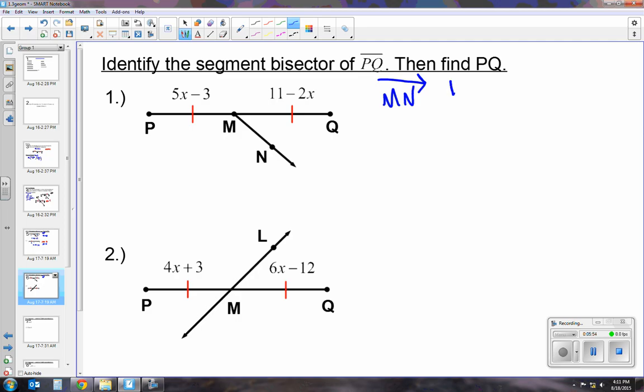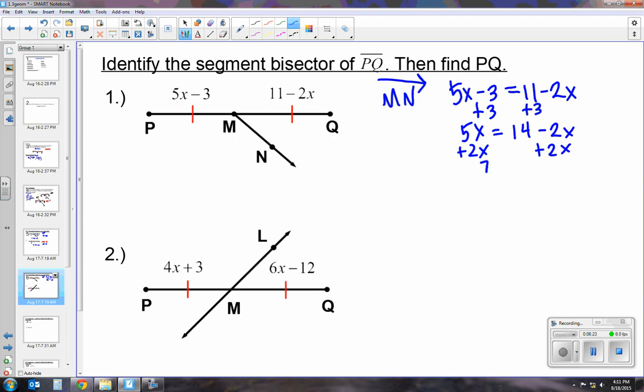So we can say that 5x minus 3 is equal to 11 minus 2x. We can set those two expressions equal to each other. And now we have an equation to solve. So now we're going to solve this equation. We're going to add 3 on both sides. So we have 5x equals 14 minus 2x. Then we're going to add our 2x. So we get 7x equals 14. Divide by 7, and we get x equals 2.